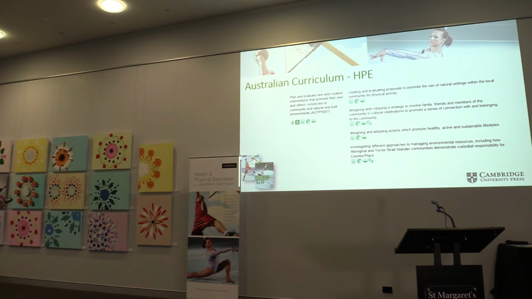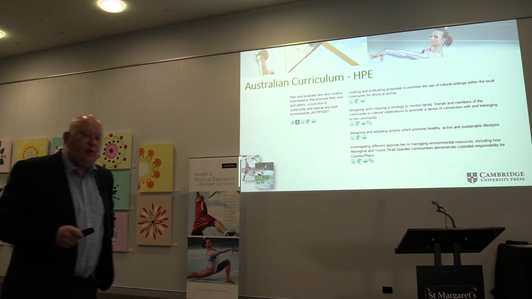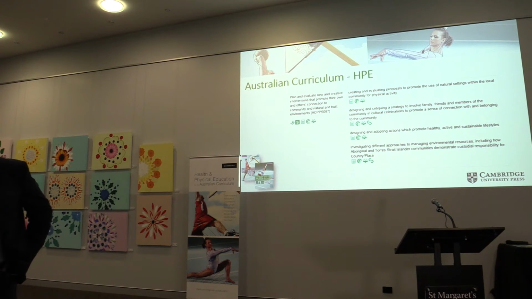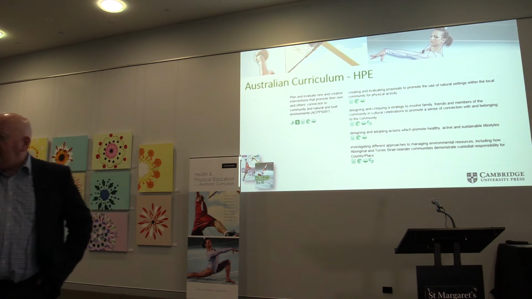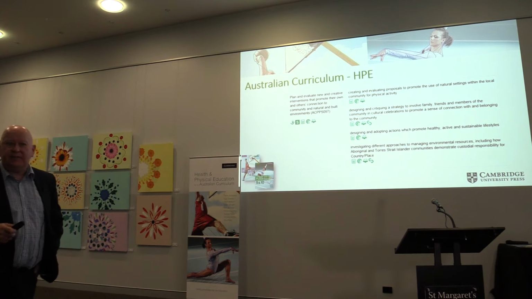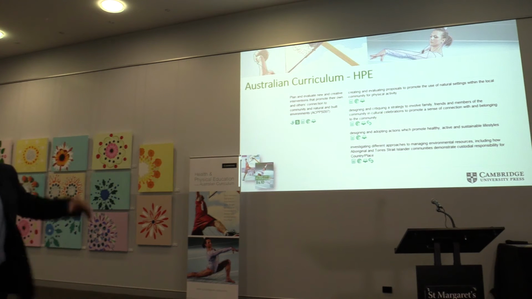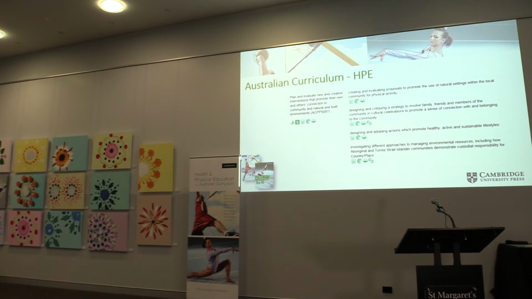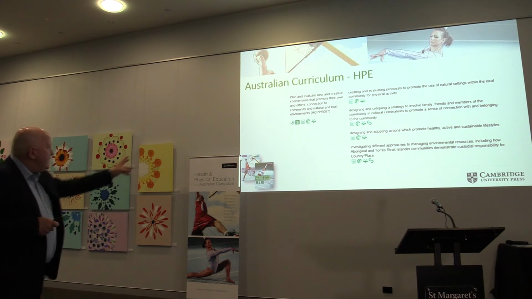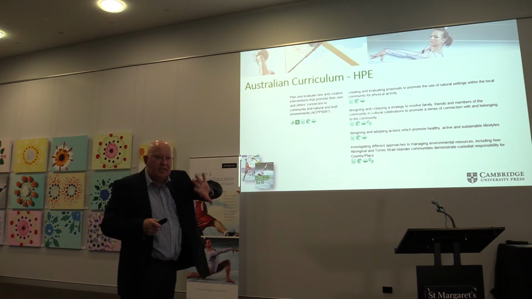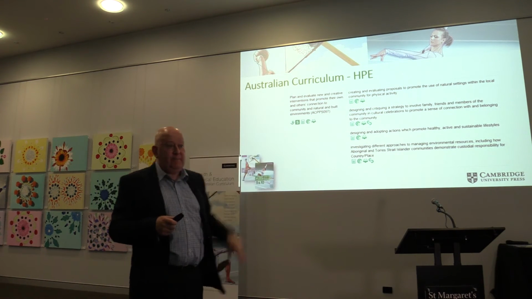So this part up here is called the content descriptor. It's also given a label. These 1, 2, 3, 4 different points are called elaborations. And they're designed to give you an idea of the sorts of activities and the sorts of learning experiences that you might develop to implement this particular content descriptor. This particular content descriptor has a strong relationship to the achievement standard as well.